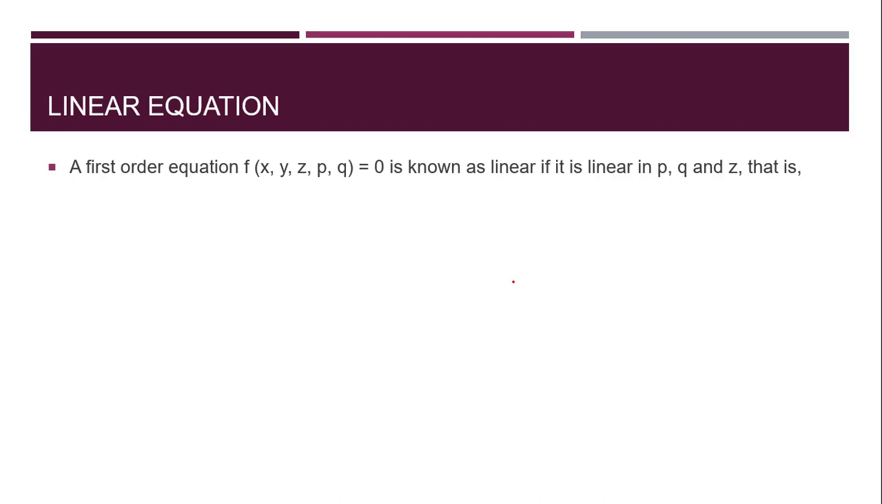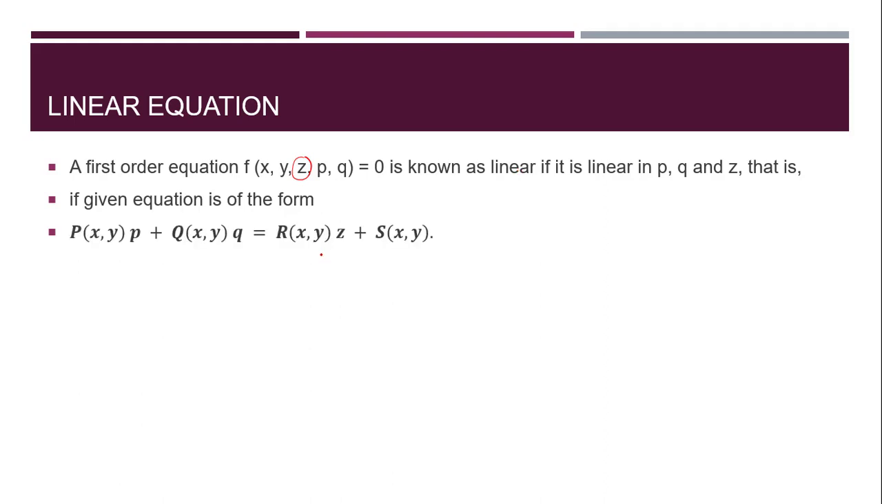Here we have a brief description of a first order equation. This is a PDE of first order because here z is existing, and you can see I have used p and q, del z by del x and del z by del y. It is said to be linear if it is linear in p, q and z and has this form, where capital P, Q, R and S are functions of x or y only, and they are being multiplied by p, q and z. If we get this form, we say it is a linear equation.